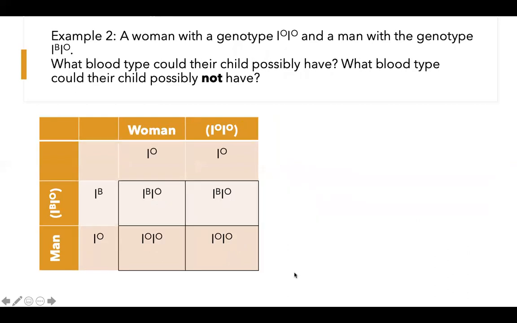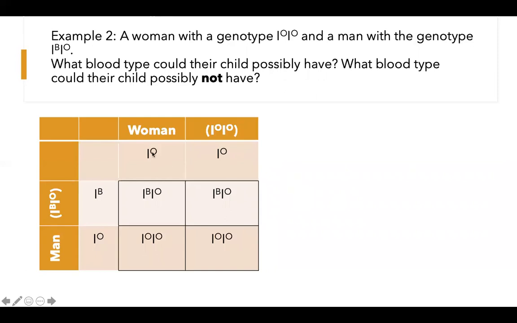Okay, we've got another example here. A woman with a genotype homozygous recessive, blood type O, so they've got 2 O alleles, and a man with genotype heterozygous, blood type B, so we've got 1 B and 1 O. What blood type could their child possibly have? What blood type could their child possibly not have?